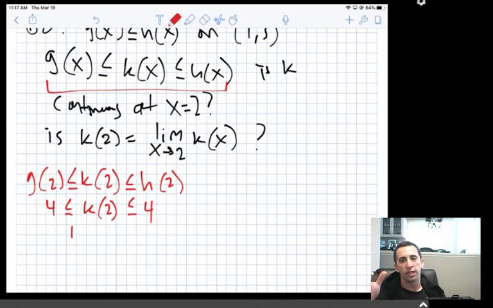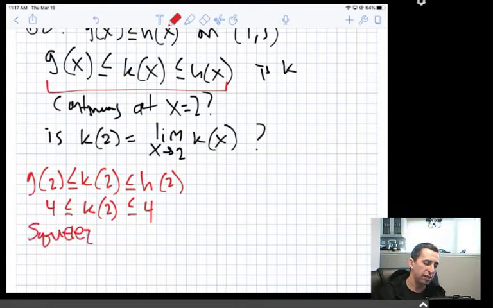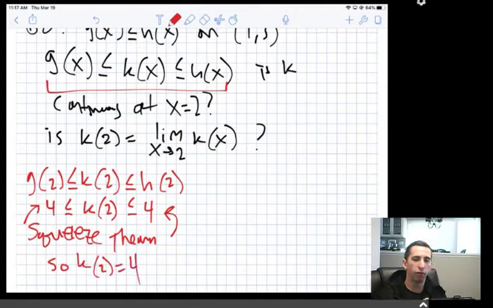If you are less than or equal to 4 and greater than or equal to 4, don't you have to be exactly equal to 4? Like if you're squeezed between two things with the same value, you have to have that value. And this is true with a limit, it's true with a function. So we know that k of 2 must also equal 4. Nothing else can be bigger and less than or equal to 4.